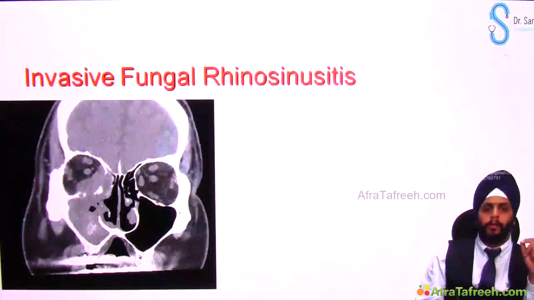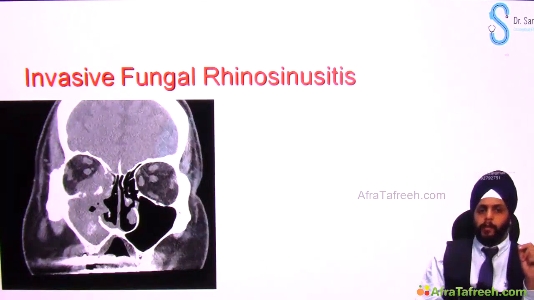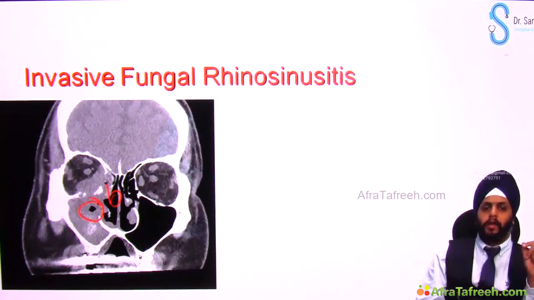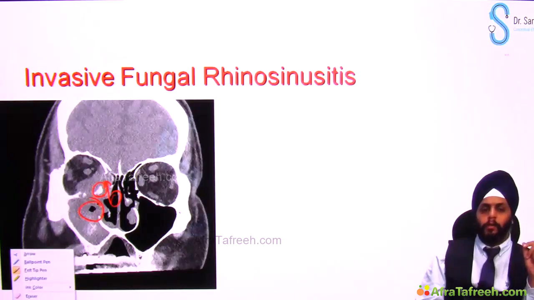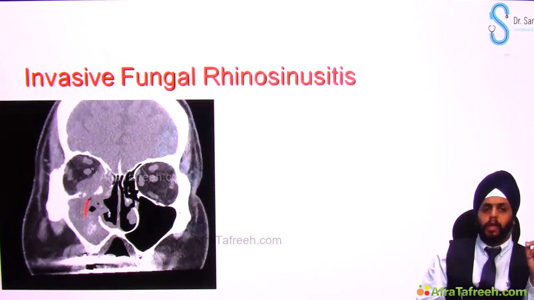Let's look at this CT scan. What do we see? This is a fungus, and you can see there is not enough pressure. You can see a lot of air pockets here and here, and it has still invaded the orbit. You can see bone erosion. Some part of bone is present, but bone erosion is there, and through that it has invaded into the orbit.